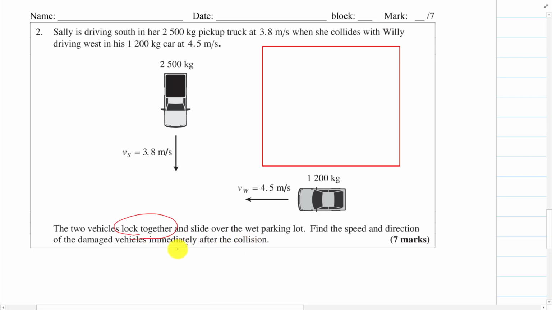Why do they say immediately after collision? Because then there's going to be slowing down because of friction. They don't want that. They just want to know what the resultant velocity right after collision is.